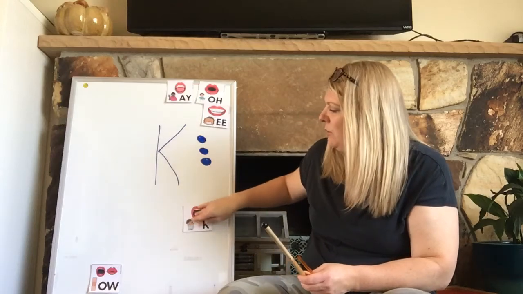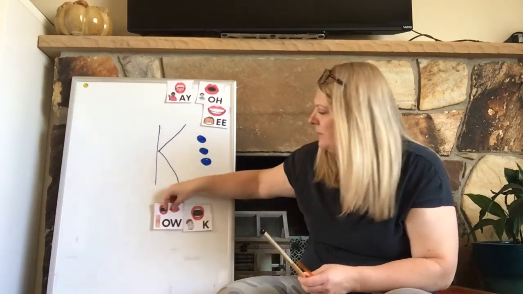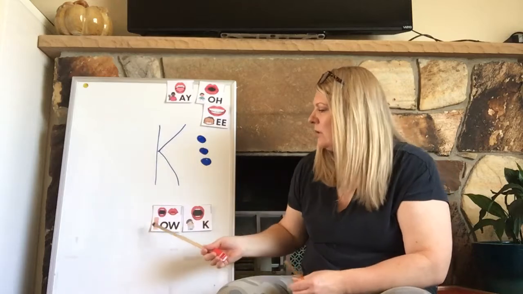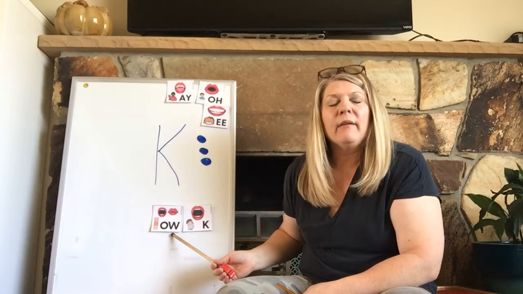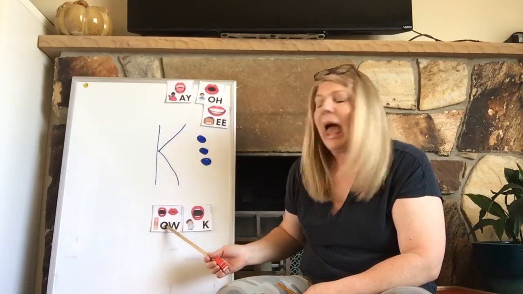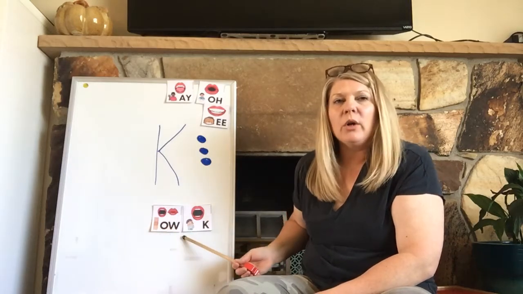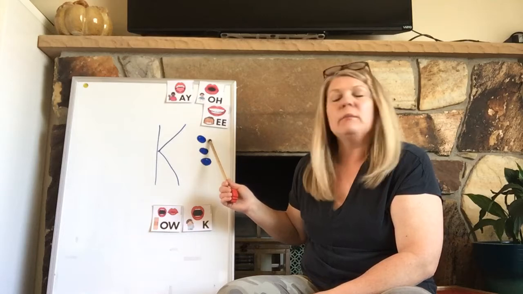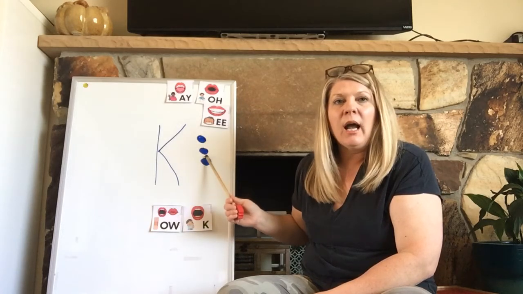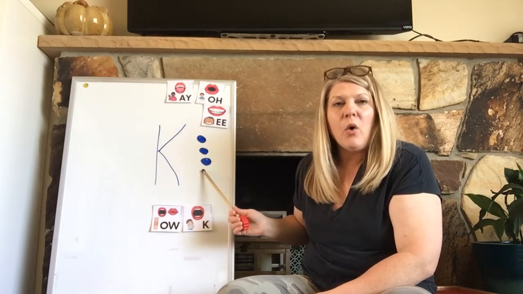Okay, now we're going to do some with the k at the end. Here's our ow sound, like when we have an owie, we have a Band-Aid. Ow. So together it says ook, ook. Here we go, 3 times.